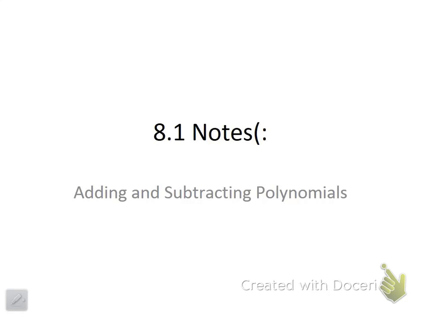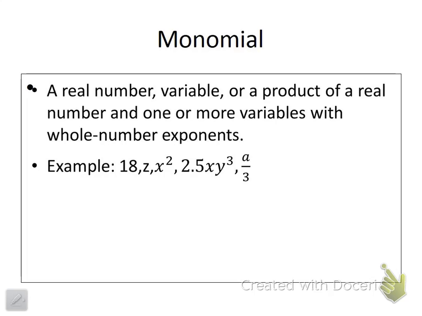Okay, so this video is 8.1, which is adding and subtracting polynomials. So first off, we're going to talk about polynomials. It's a real number, variable, or a product of a real number and one or more variables with whole number exponents. Each one of these terms is going to be a monomial because it's only one term. Mono means one.